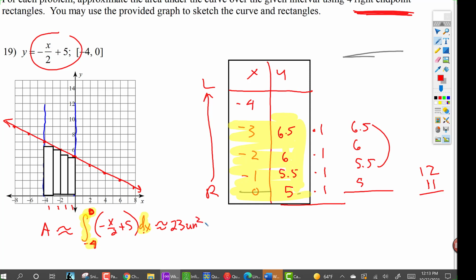All right, that is it. And then I'll do a midpoint and a trapezoid one.